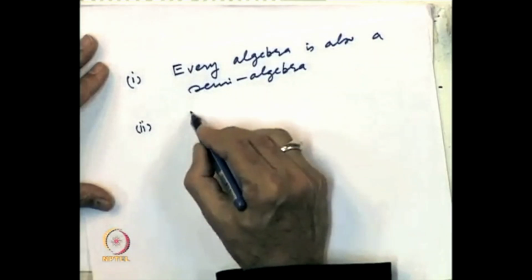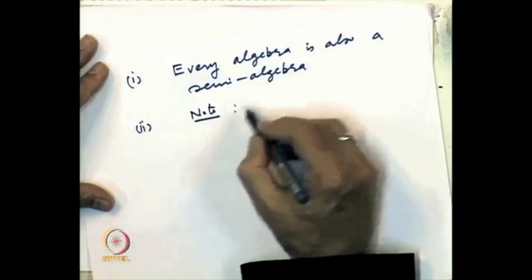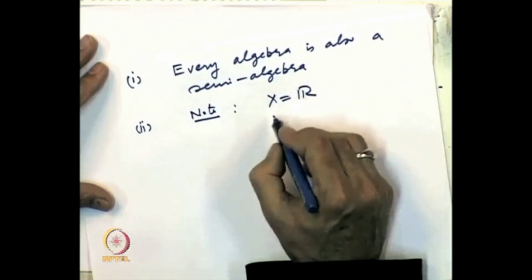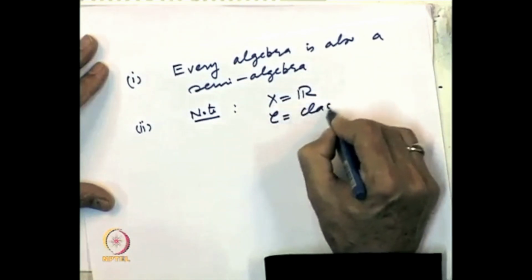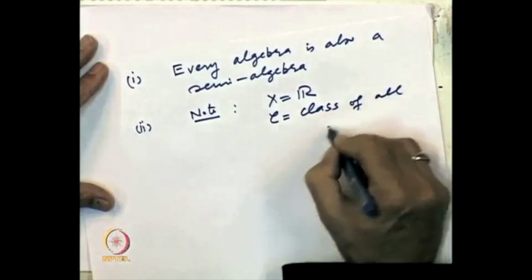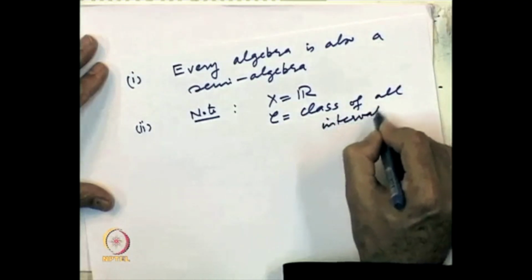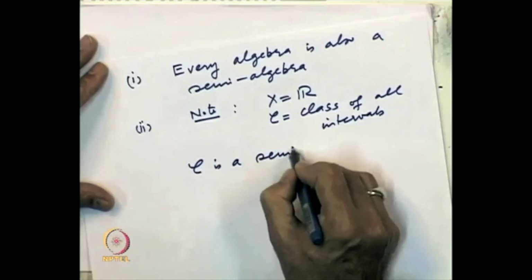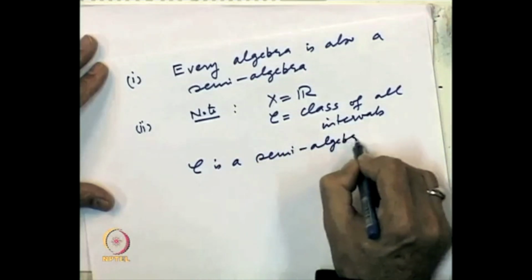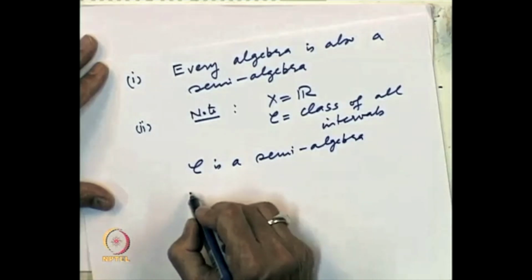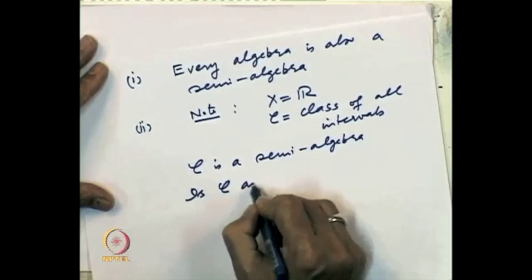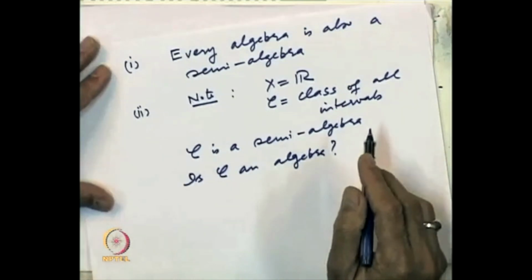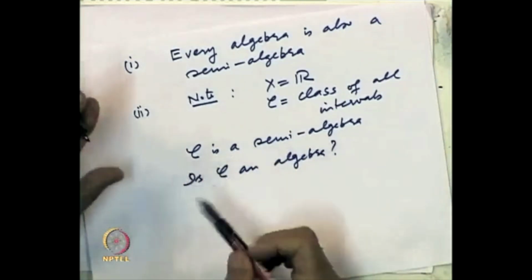Let us note, when X was equal to R and C is equal to the class of all intervals, we showed that C is a semi-algebra. The question: is C an algebra? Obviously, the answer is no.